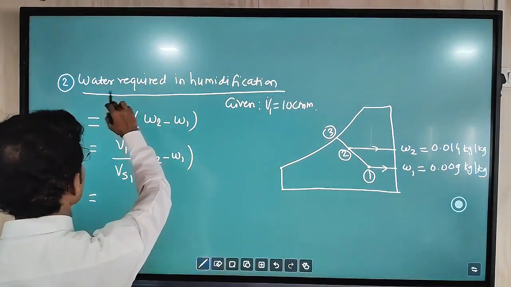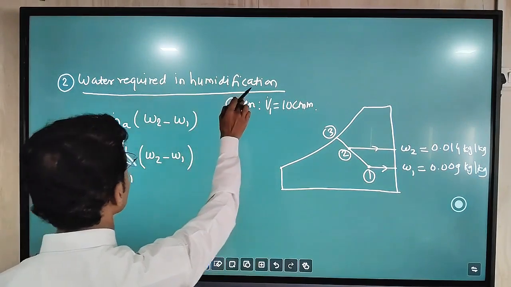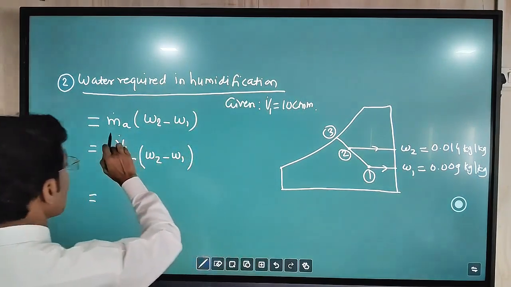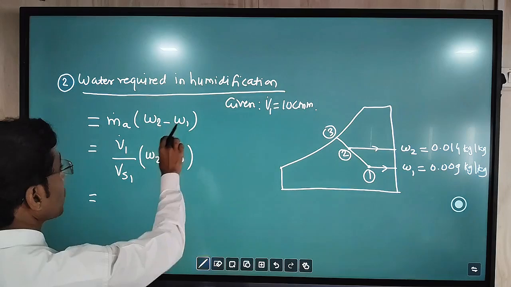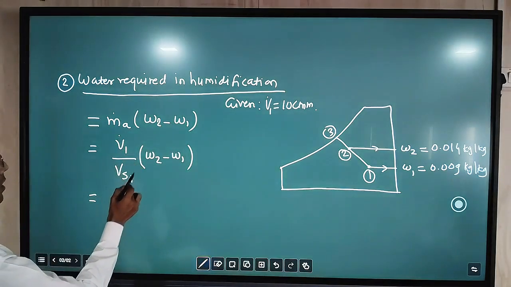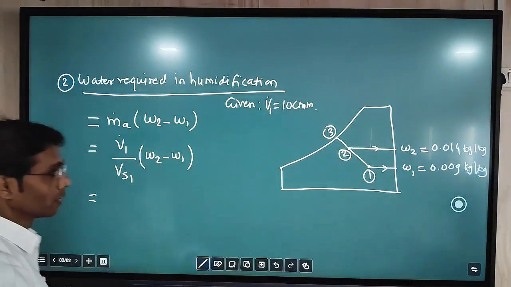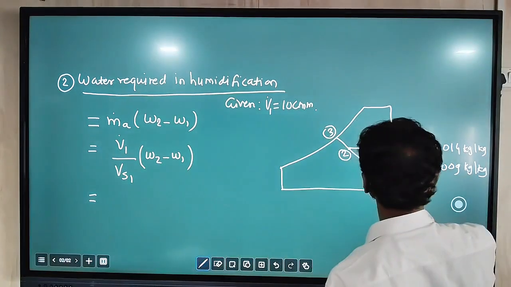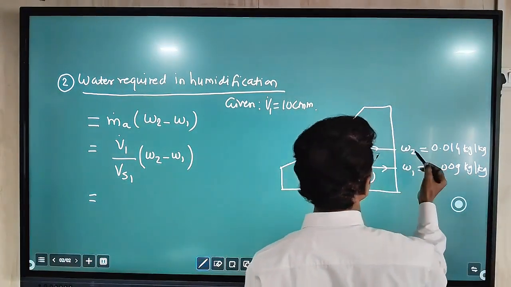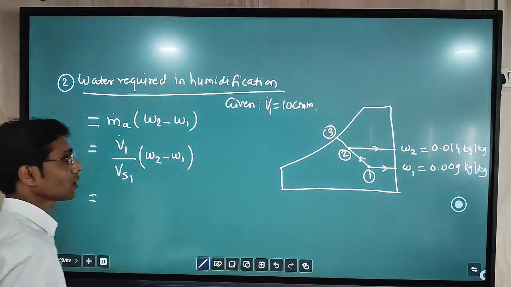Now this we have to use in the formula, that is mass flow rate of air. So in the calculation, under the second head of the calculation part, water required in humidification process, m dot A into W2 minus W1, which is further V dot 1 divided by Vs1 into W2 minus W1. Now why W2 minus W1? So here if you see, the process is from 1 to 2, so higher humidity is at 2. So here 2 minus 1 we have to take.